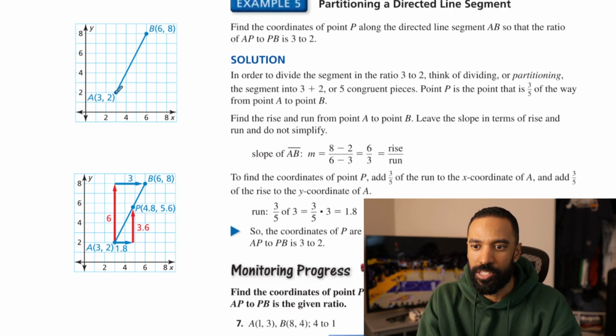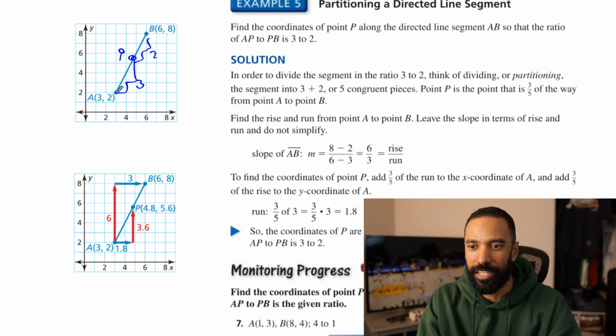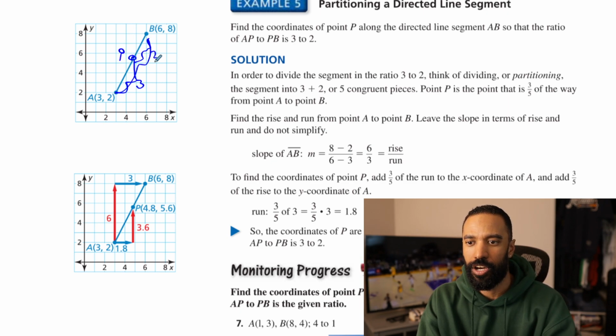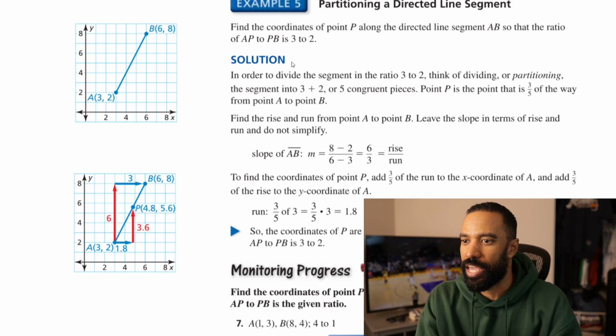Because 3 to 2 means that if this was 3 and this was 2, then you're at the right point here, P. So technically, this is 3 to 5 all the way over here. So let's read what they say and go after that.